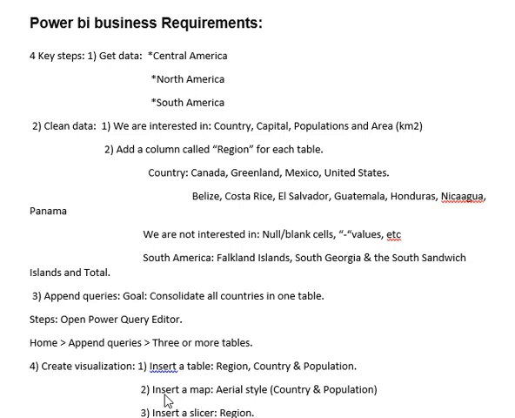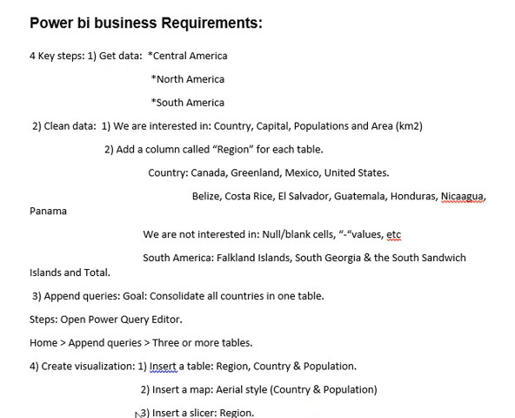And the second visualization is a map. In the map, we need to choose the aerial style. In the map we have different kinds of maps, so in that we need to select the aerial style. In that aerial style they are accepting country and population information.